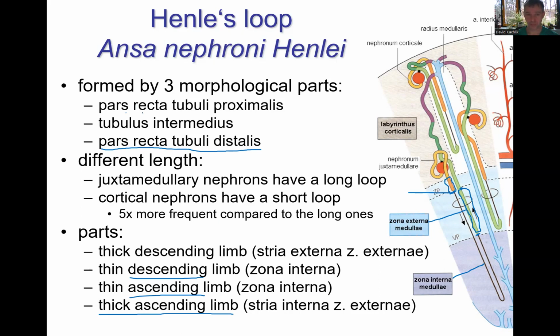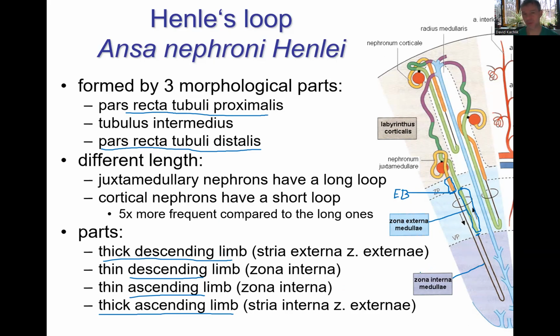So the straight part of the proximal tubule is then called the thick descending limb, and it corresponds to the external band or stria externa of the external zone.